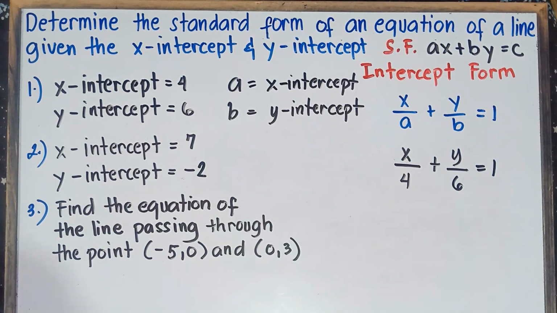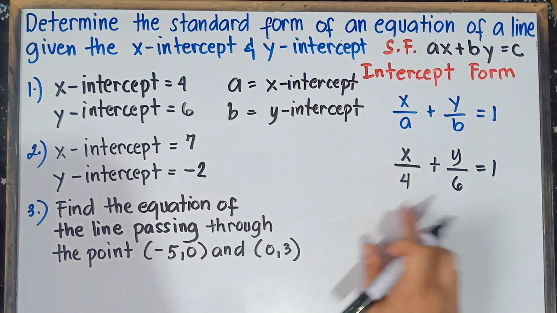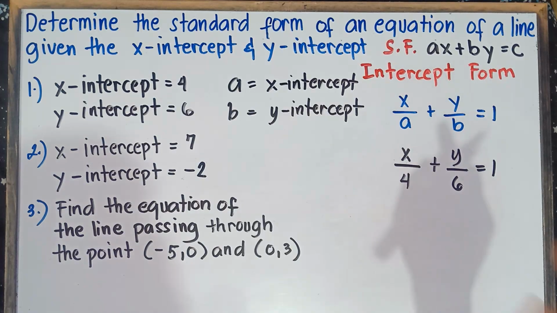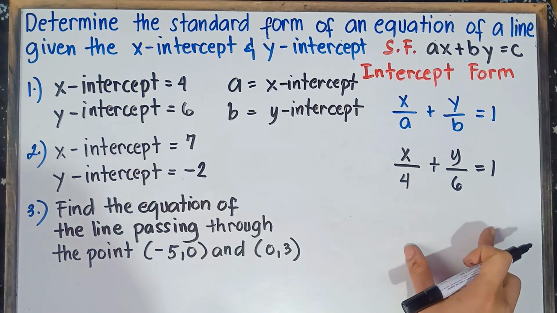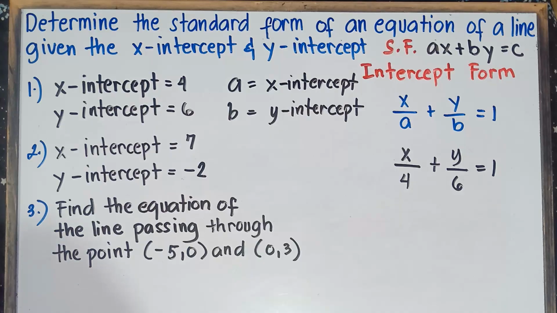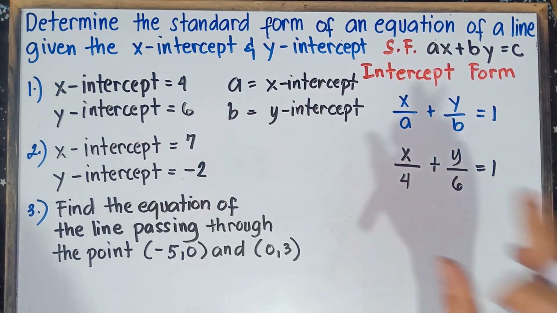Now, the thing that we need to do, class, is eliminate the denominators for us to find the equation. Once again, you need to remove these denominators. To remove them, we need to find the LCM. What would be the LCM of 4 and 6? You think of a number that is divisible by 4 and also divisible by 6.